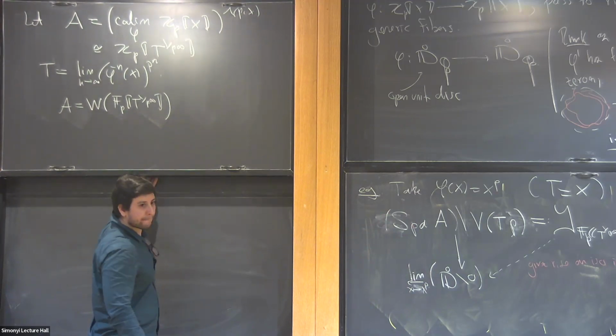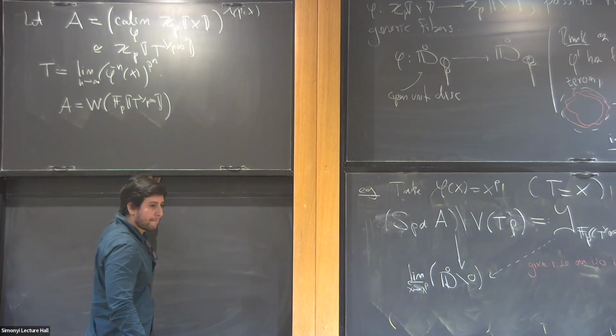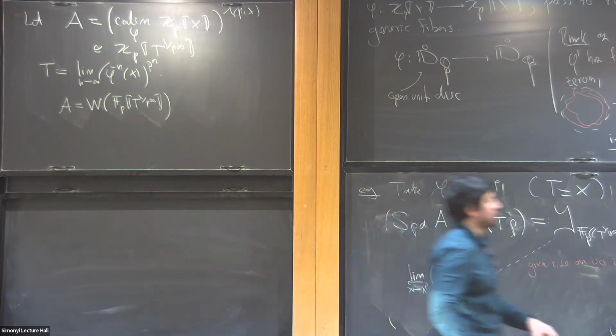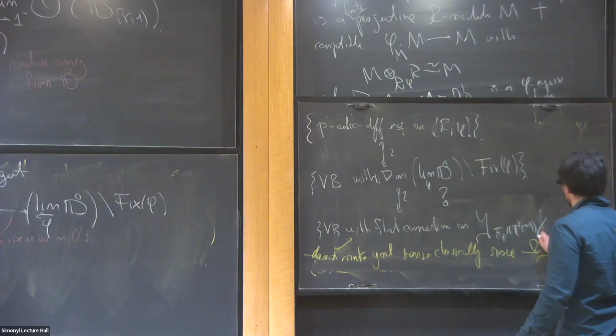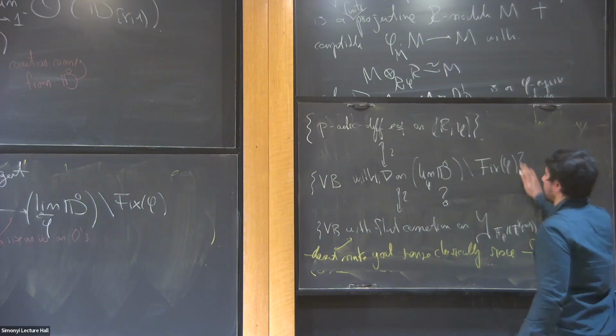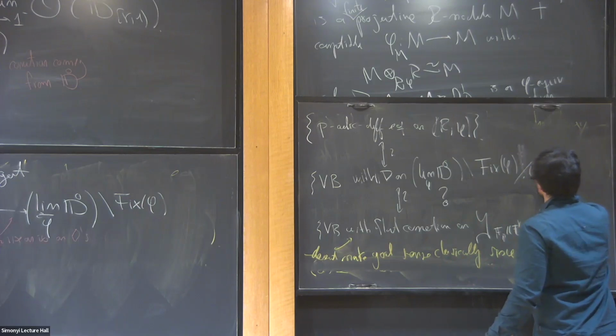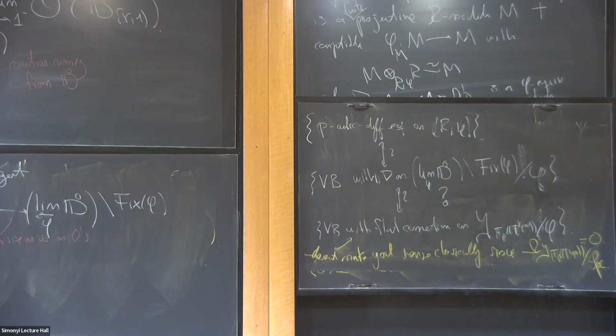But I'm confused. So the last category, is it vector bundles on Y or Y divided by Frobenius? You're totally right. I really wanted to say vector bundles on Y modulo Frobenius. Thank you, thank you, thank you. Yes, this one as well, right? Because of the Frobenius and the Robba ring, one to the other. Yes, thank you very much.